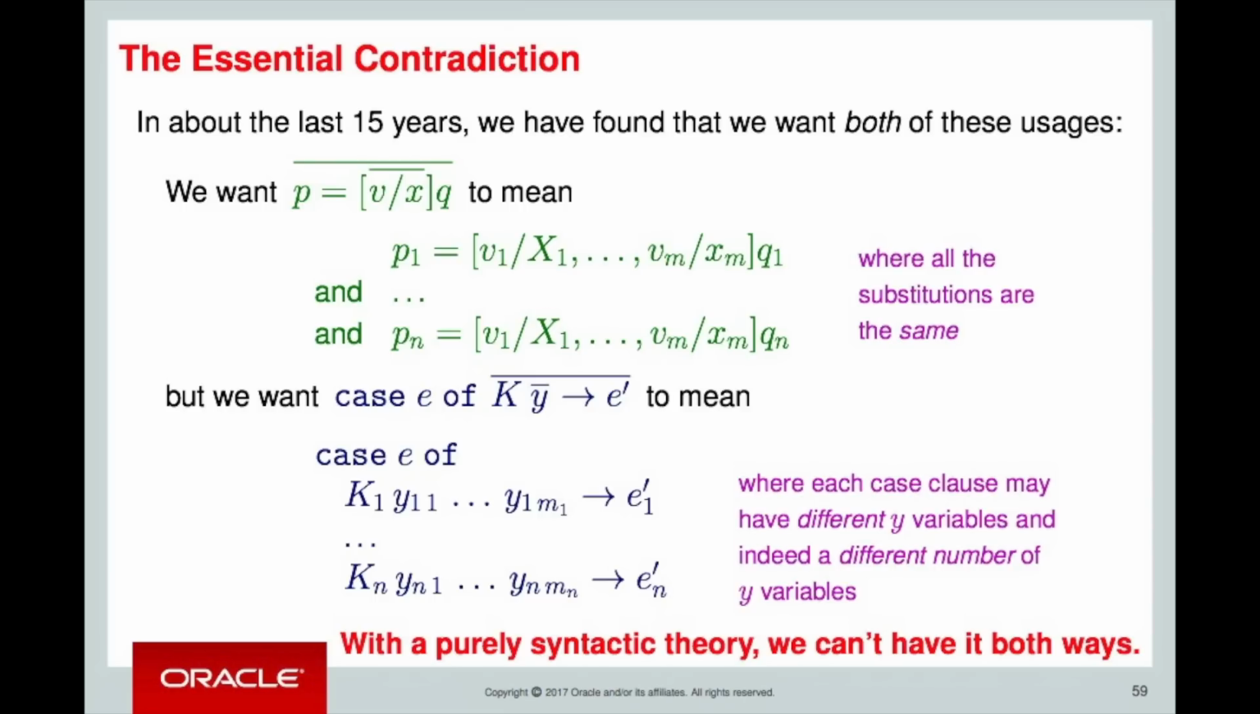On the other hand, when we're describing case syntax in a functional language, we want to write things like case E of, here's a bunch of case clauses, and within each case clause there are a bunch of variables, and the variables can be different in each case clause. In fact, you can have a different number of variables in each case clause. So this is the essential contradiction: the same notation, we're trying to use it for two different things. We can't have it both ways. What's the way out?